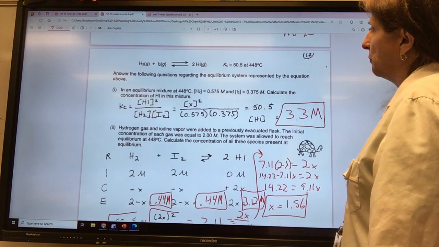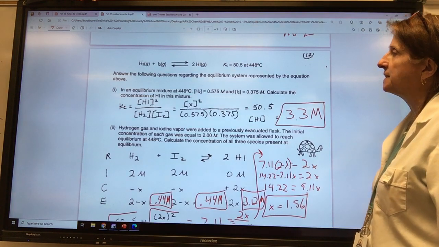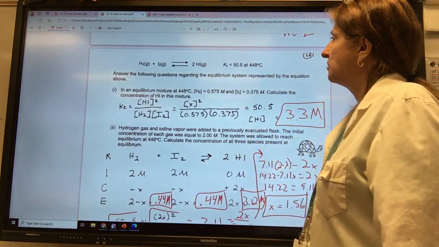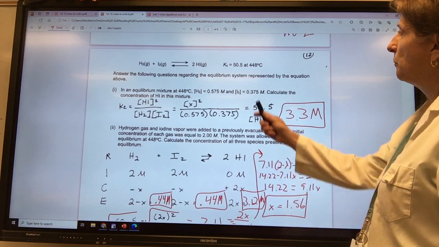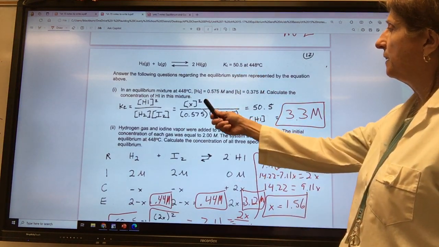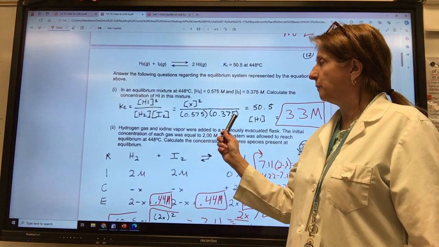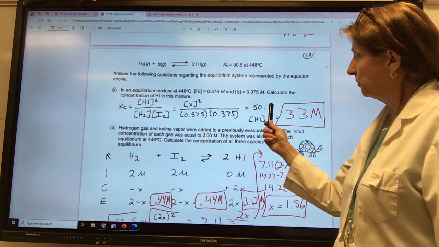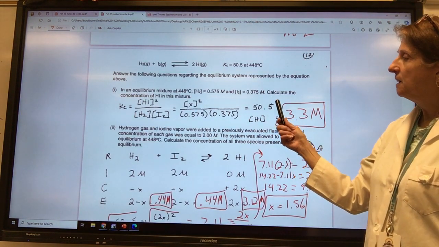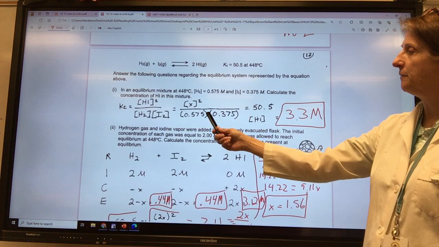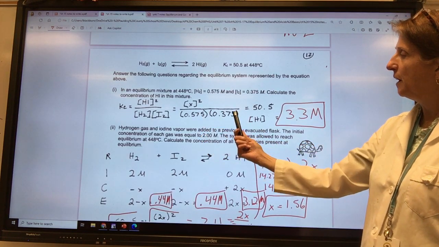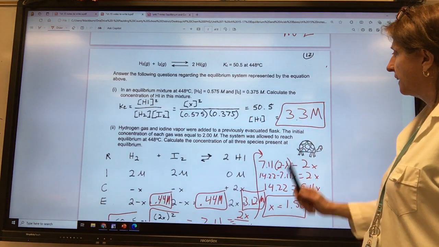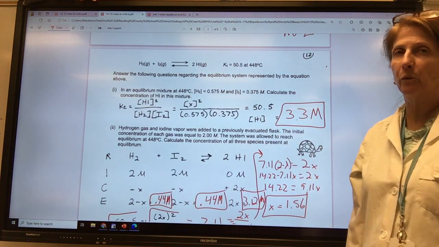Okay, so here's just one where they want us to calculate K. Our equation is hydrogen gas plus iodine gas makes 2HI. And we're told we got our K already, and we are given concentrations of 2 of them, but 1 of them we don't know. But we can set up this equation, fill in what we do know, that's the K, and solve for X. So we can multiply 50.5 times 0.575 and 0.375, and then take the square root of both sides. Remember how to do that? And we can get the answer of the concentration. The one we don't know is 3.3.